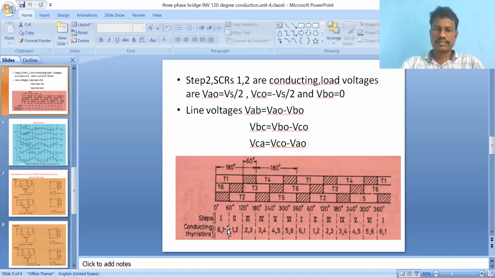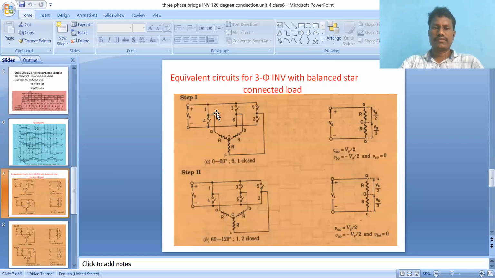So like that, the thyristor will be triggered. In this conduction mode, one from the upper group and one from the lower group, only two thyristors will conduct. If you take each 60 degrees interval of time, we consider one from the upper group and one from the lower group. That is, two thyristors conduct at each and every instant of time. So that's why we are getting the first one.